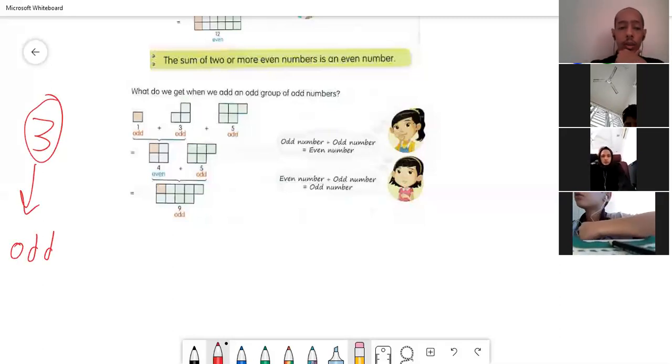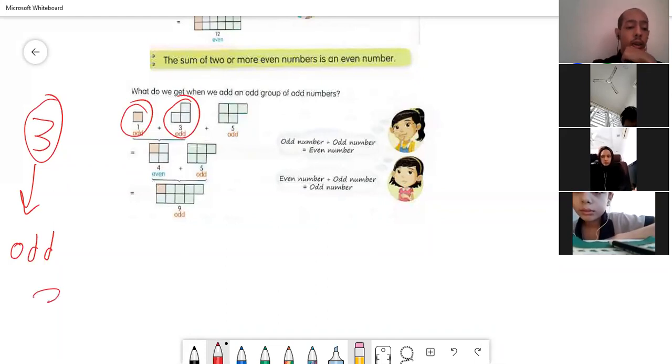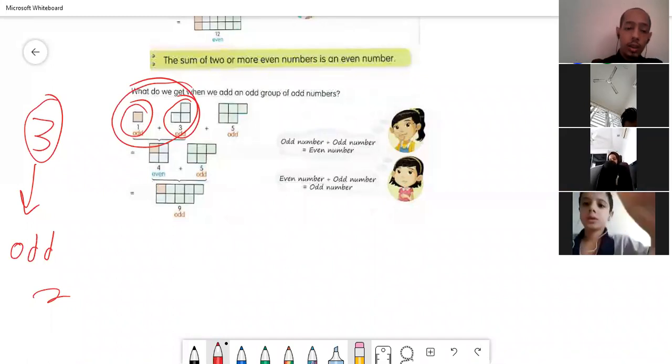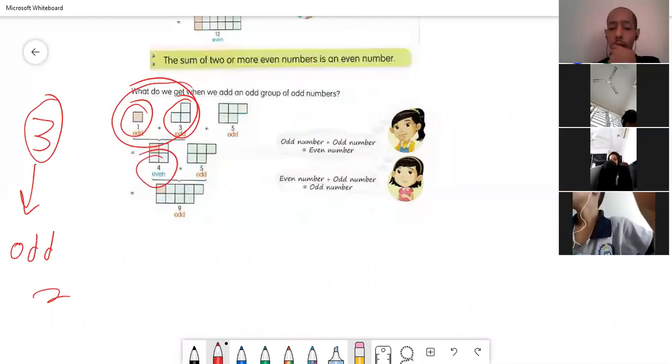But if we add only 2, 1 and 3, if we add them, they make 4, right? Even. So when we add 2 odd numbers, the result is even. The group of 2 odd numbers gives an even number. Okay, let me explain it clearly.